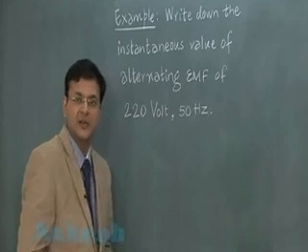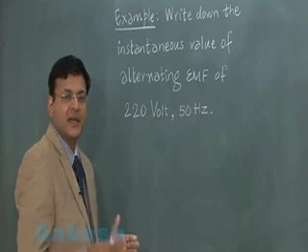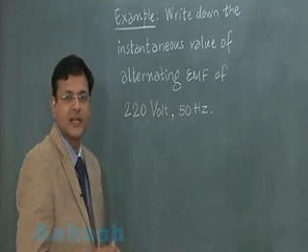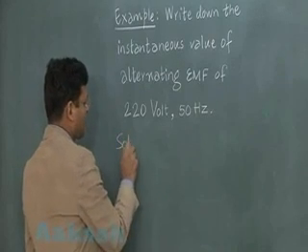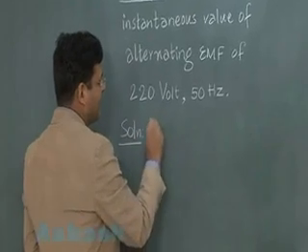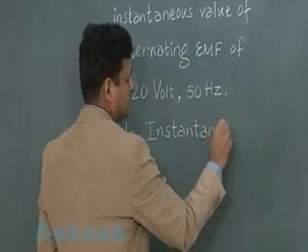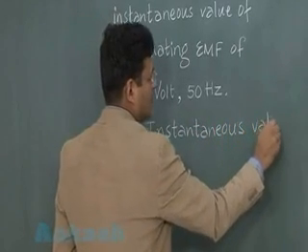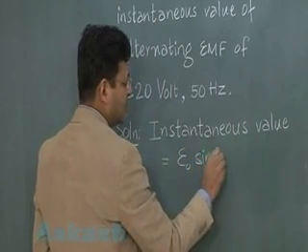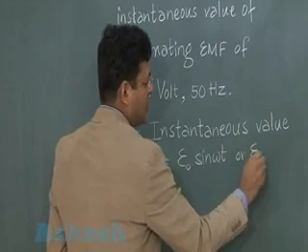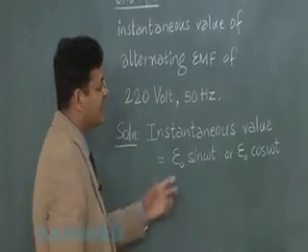What is the meaning of instantaneous value? Instantaneous value means it should be written down as a function of time. मतलब इसमें आपको E naught sine omega t या E naught cos omega t के फॉर्म में इस डेटा को represent करना होगा. Instantaneous value will be written as E naught sine omega t, और अगर आप चाहें तो इसको E naught cos omega t के फॉर्म में भी लिख सकते हैं. दोनों ही एक्सप्रेशन इसकी instantaneous value कहलाएगी.